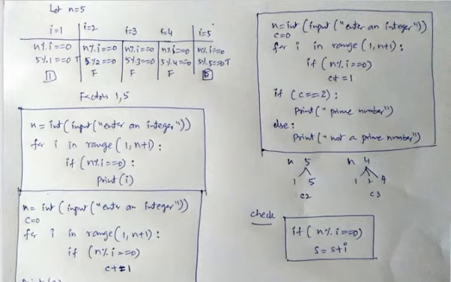Take an example 8. 8 is not a perfect number. What are the factors of 8 other than that number? 1, 2 and 4. You add them. 1 plus 2 plus 4 is 7. So 8 is not a perfect number. Like this, you can try more programs based on one particular logic.